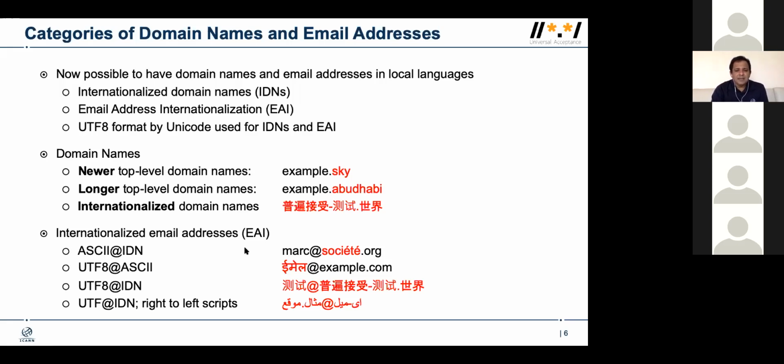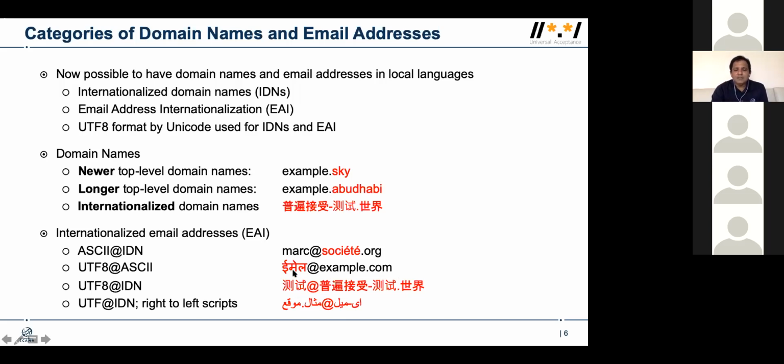And in the same way, there could be a format where you have the mailbox in UTF-8 format, as I said earlier, and then the domain can be in ASCII form like this. And then the mailbox also can be in UTF-8 format, and then the domain also can be in IDN as well. So these are different representations.